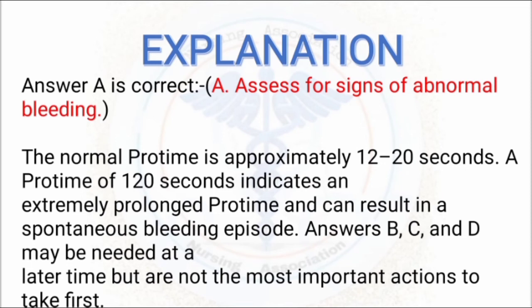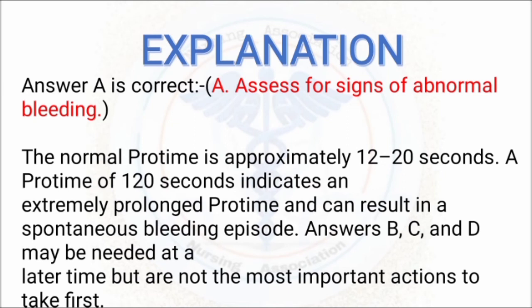Answers B, C and D may be needed at a later time but are not the most important action to take first. So here the normal pro time is 12 to 20 seconds, and here it is 120, and it can result in a bleeding episode. So answer A, assess for signs of abnormal bleeding, is correct, and it is the first action compared to options B, C and D.